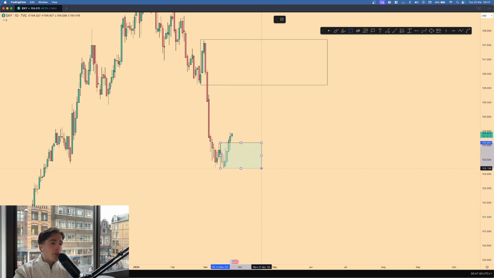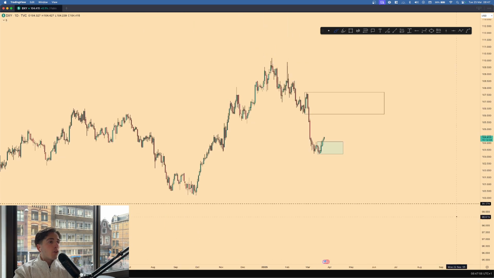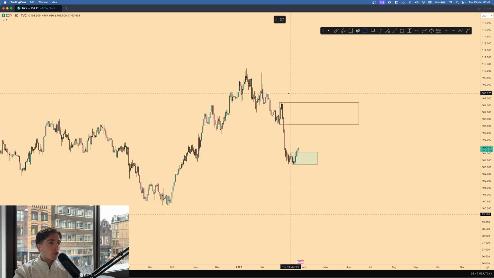So this for now is our area of demand that is in control. You can see that we tap back into it and continue to push up higher. I'll be keeping an eye open for the immediate market structure and the immediate order flow that we have here on the dollar.